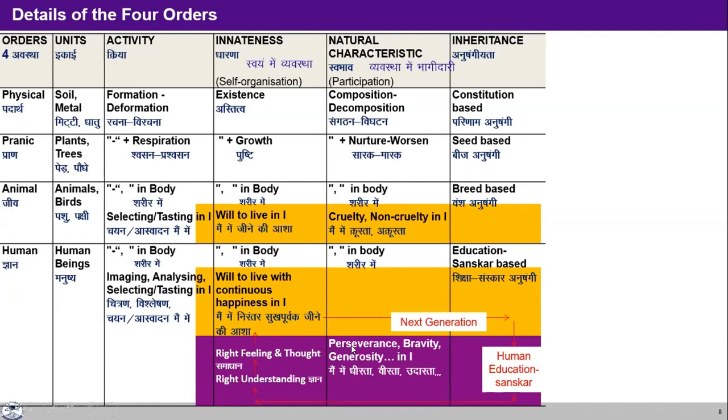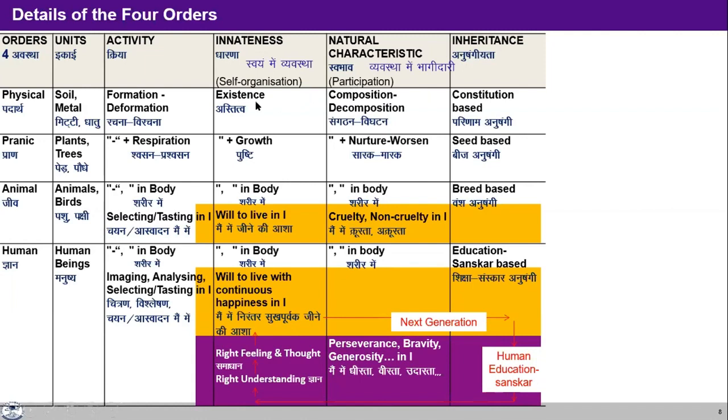That is perseverance. With this perseverance, every time I try to be complementary to the other, to help develop the competence of the other. This is bravery. In Hindi, this is called dhirta, virta, udarta. We have tried to find out the closest words in English to these three words. So every time I try to participate with the other, the feeling of complementarity, that is bravery. And for that, I'm ready to invest myself, my body, my physical facilities for the other. And this is generosity. So this is the natural characteristic of a human being living with human consciousness. And this is possible only through right education sanskar. So this kind of participation is there in the self of a human being, which is naturally acceptable.